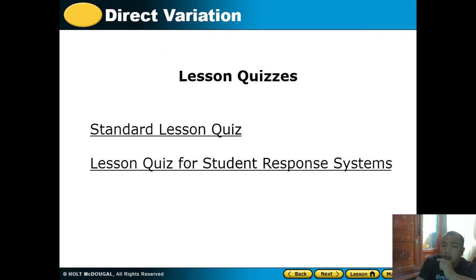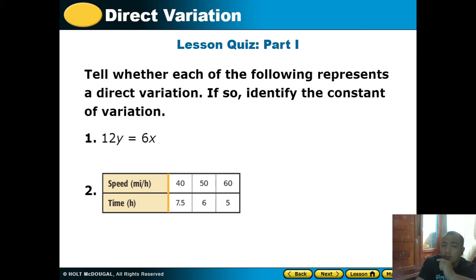So, lesson quizzes. Part 1. Tell whether each of the following represents a direct variation. If so, identify the constant of variation. Number 1, 12y equals 6x.